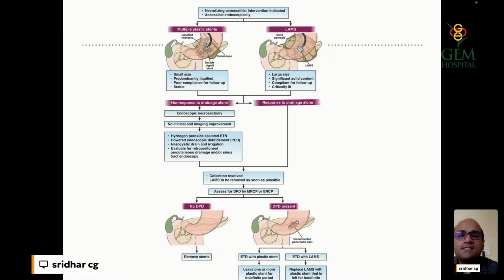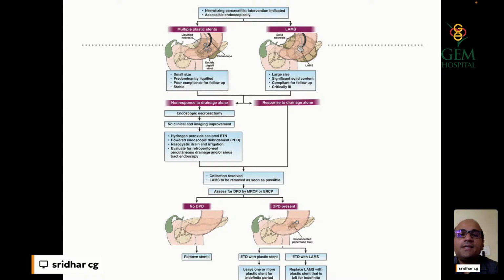works very well as a transmural drainage in acute pancreatitis, provided it is more than 4 weeks and the wall is well formed. If it is not well formed and it is too early, only intervene in the case of sepsis or when the patient requires a drainage. Never consider LAMS placement and plastic stent placement very early on unless indicated.